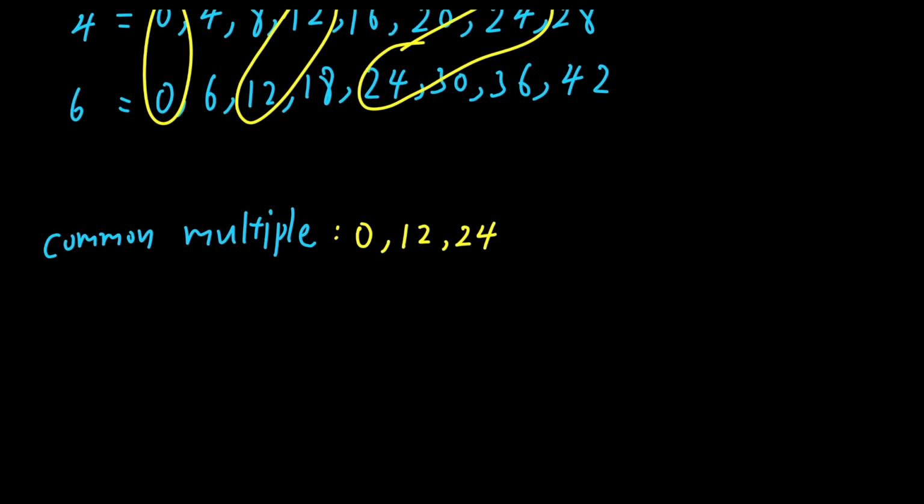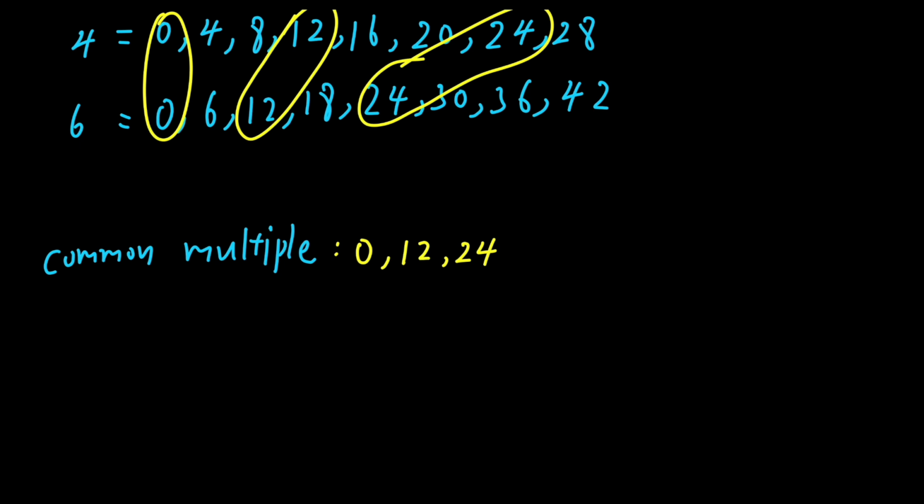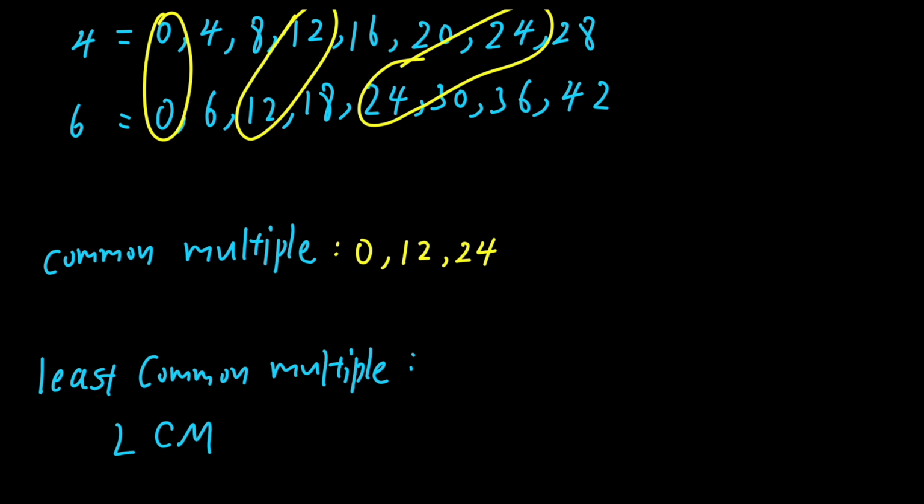Now the question is, what is the least common multiple, which we often call the LCM. The least common multiple is really the smallest non-zero common multiple. So it cannot be 0, which we want to cross out. And by comparing these two sets, the smallest will be 12, right? Simply 12. So the LCM is just 12.